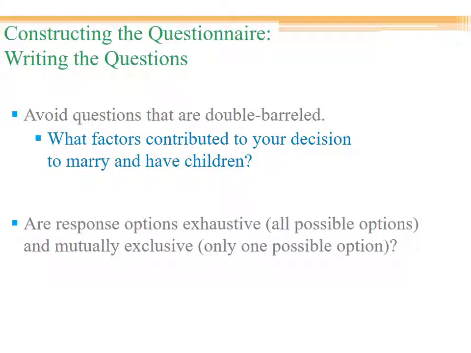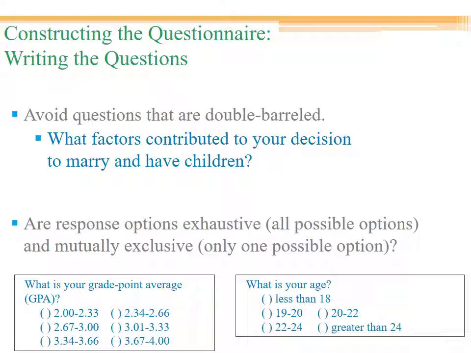Lastly, are response options exhaustive and mutually exclusive, meaning that there's only one possible option? Exhaustive means that the question provides response options that cover all reasonable responses possible. Mutually exclusive means that response options should provide clear choices so that only one option is possible. Take a look at these 2 questions. Which one is not exhaustive? And which one is not mutually exclusive, and why? You're looking at the options, not the question. Pause the presentation to find the problems.